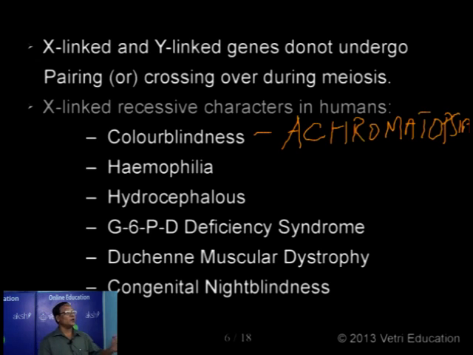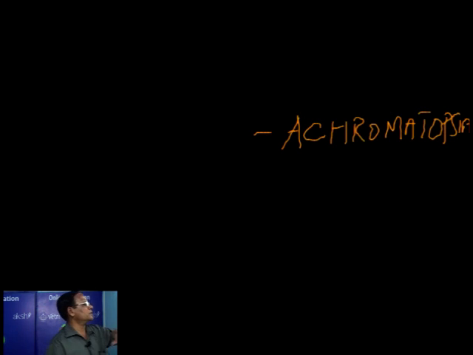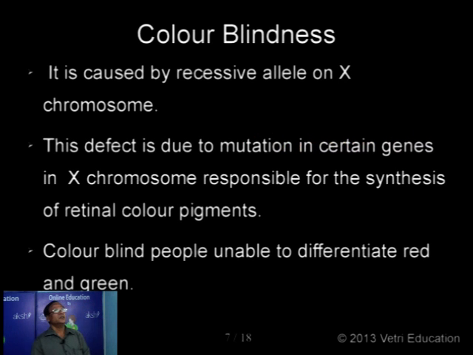So you'll see one by one. Color blindness and hemophilia are given more importance from the examination point of view. Now let's take the first one, color blindness. We are able to differentiate the colors, for example, red, green, and blue. These are the three major colors that we can distinguish.